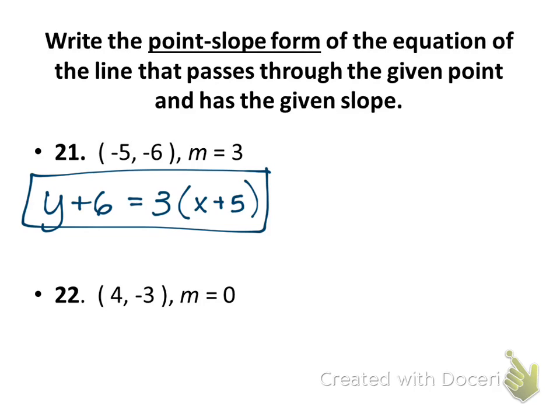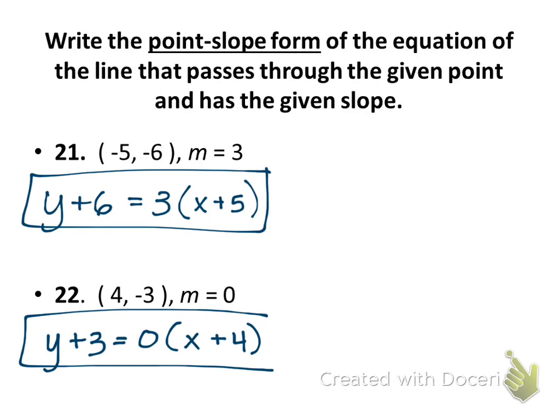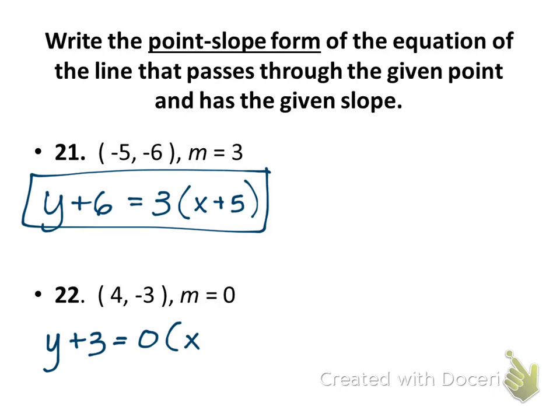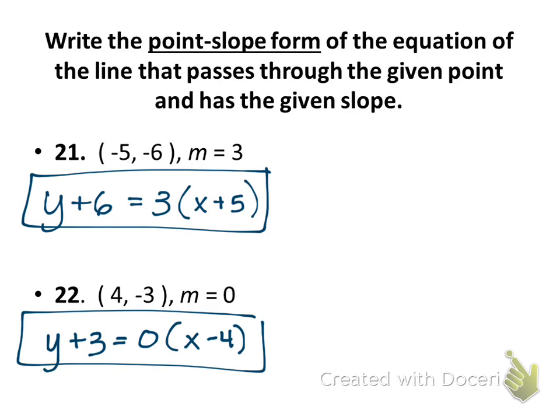So then, how would I write the next one? Y plus 3 equals 0 times x plus 4. I'm sorry, minus 4. You're right. My fault. Minus 4. Very good. Okay.